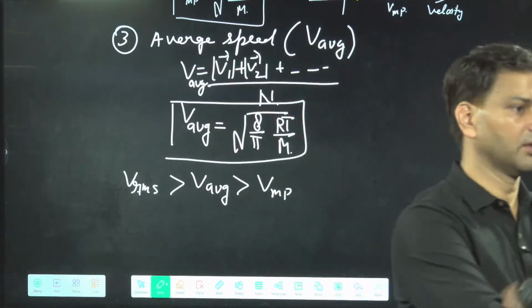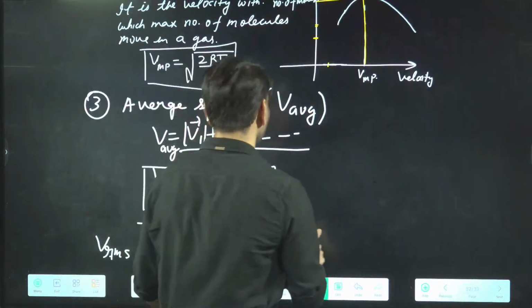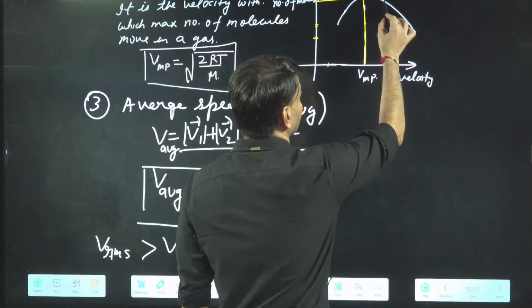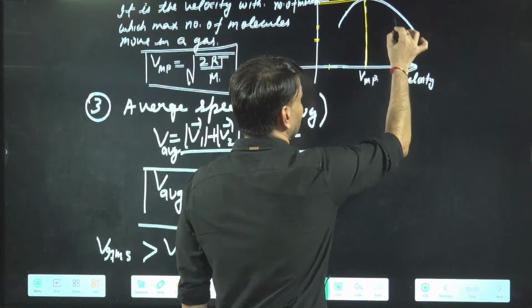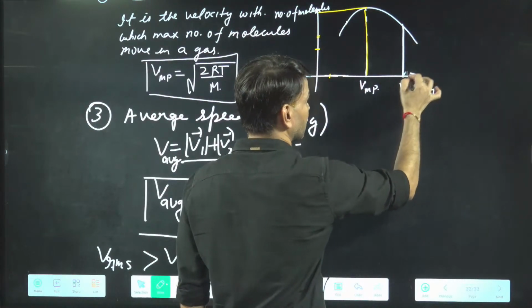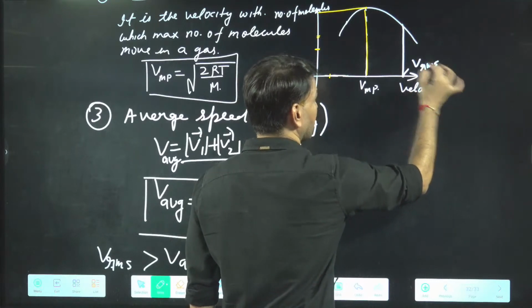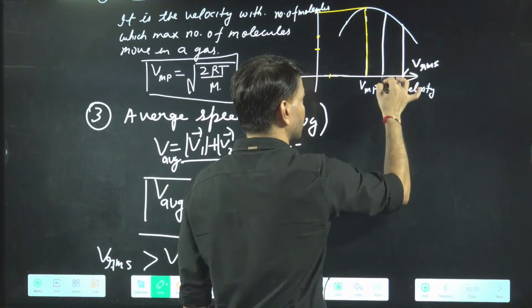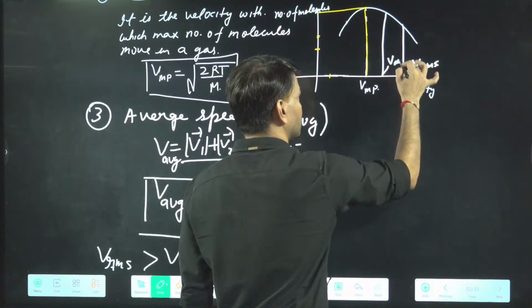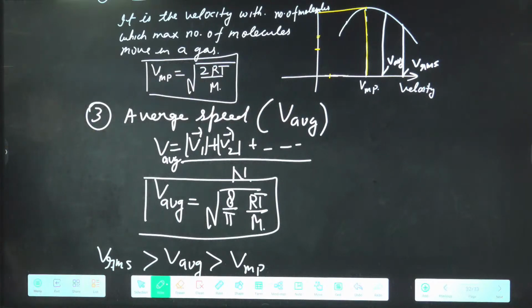Okay. So in the graph, if you have to plot, here is VMP, here is VRMS, then somewhere here you will get V average. Maximum is the RMS, then average, then MP.